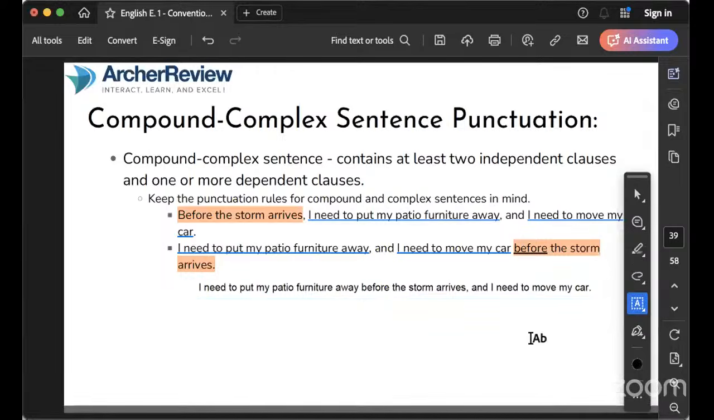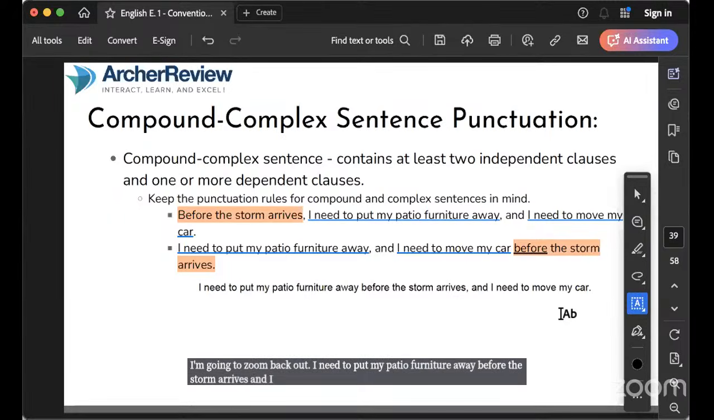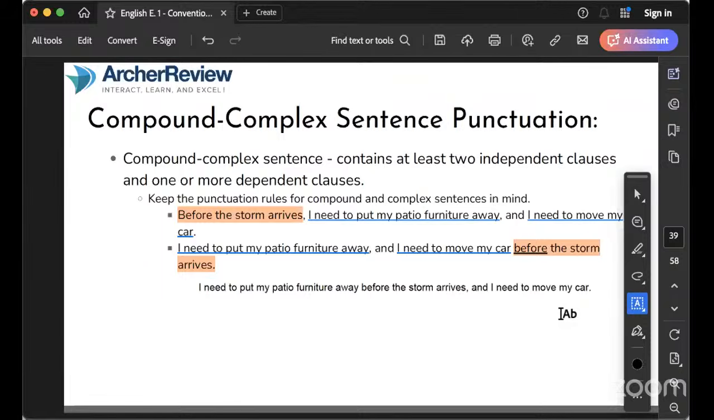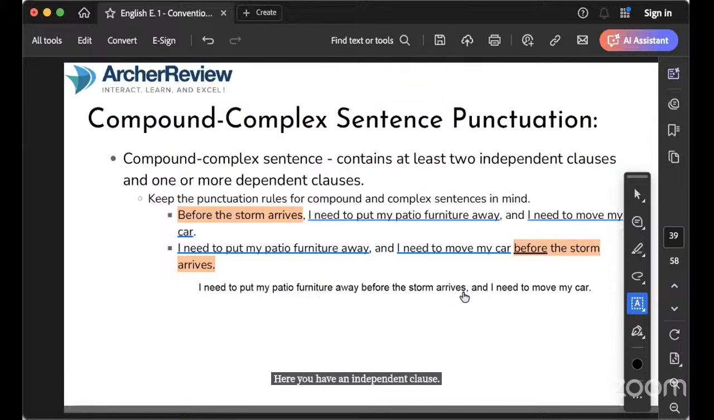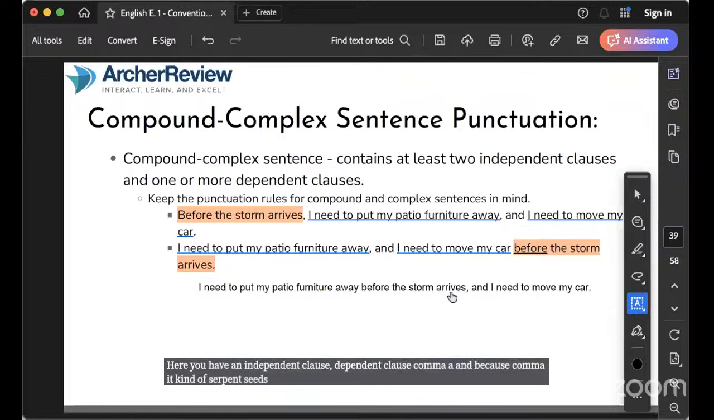All right, I'm gonna zoom back out. I need to put my patio furniture away before the storm arrives, and I need to move my car. Now, like I said, ideally this is not great because you want to have those ands together. You want to show those connections. But here you have an independent clause, dependent clause, comma, and because it kind of serpentines and just makes that all one sentence together, you got to put the comma and then the second independent clause.